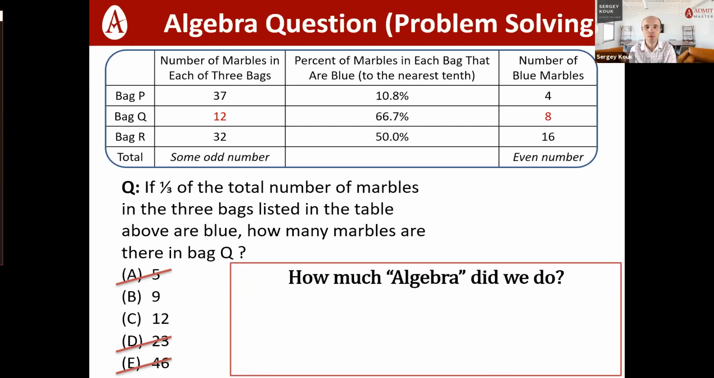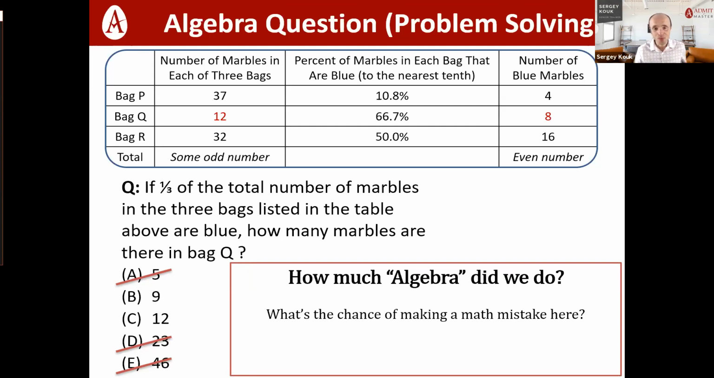So let me ask you a question. How much algebra did we do here in this question? And because of so much algebra, what's the chance that we're going to make some sort of mathematical mistake? I mean, calculating 2/3 of 12 is really as hard as it gets. We didn't even need to add up all these numbers. We just needed to realize whether they're odd or even.